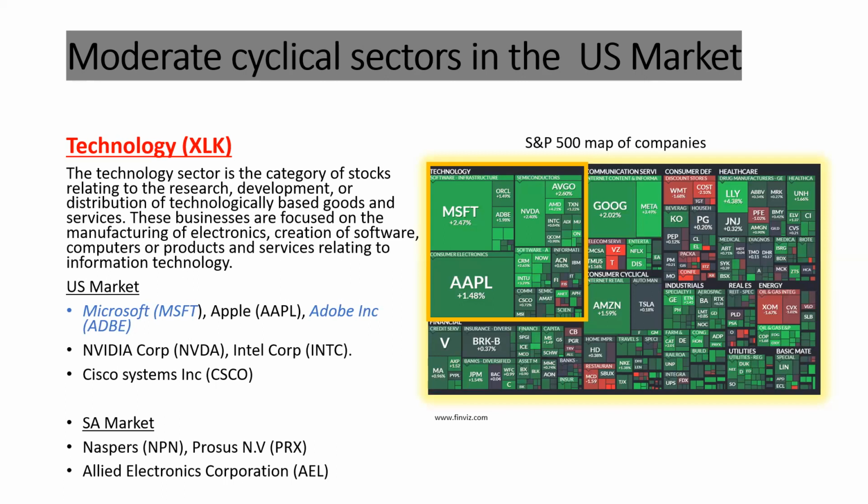Let's start with technology. The technology sector is the category of stocks relating to the research, development, or distribution of technologically based goods and services. These businesses are focused on the manufacturing of electronics, creation of software, computers, or products and services relating to information technology. In the US market, it's companies like Microsoft, Apple, Adobe, NVIDIA, Intel, Cisco. In South Africa, we have companies like Naspers, Prosus, and Altron. And you can see it is a very, very big sector in the S&P 500 map of companies.